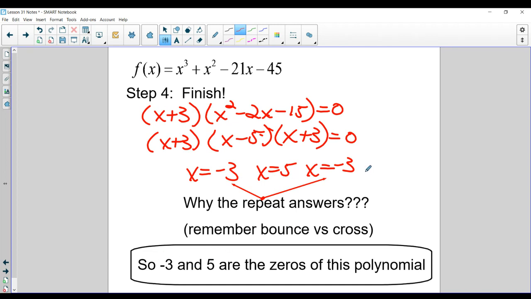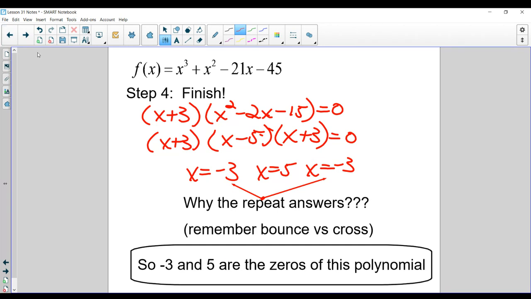You don't need to write the -3 twice. The question may ask you multiplicity. If it says multiplicity, then you would say -3 with a multiplicity of 2 and 5. You could write multiplicity of 1, but you don't have to. This particular question literally just says find the zeros, so the zeros would be -3 and 5. I wouldn't mark it wrong if you put the multiplicity, but you're not required to for this.